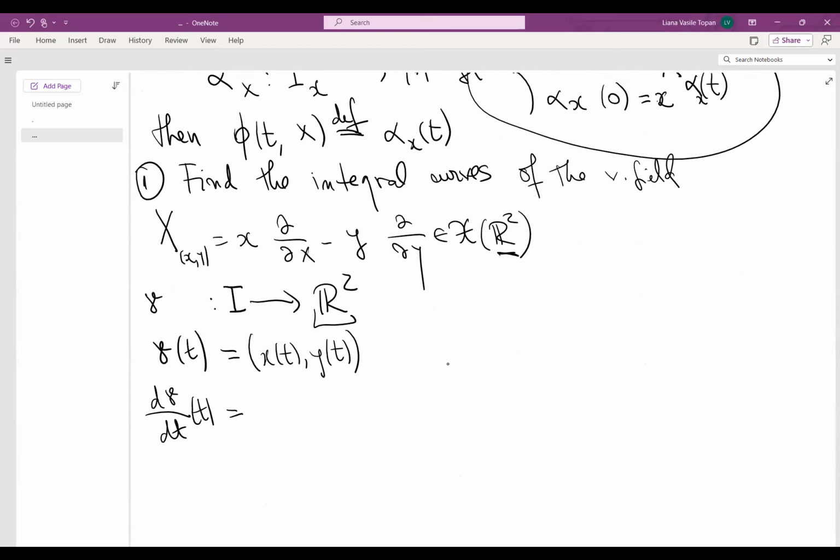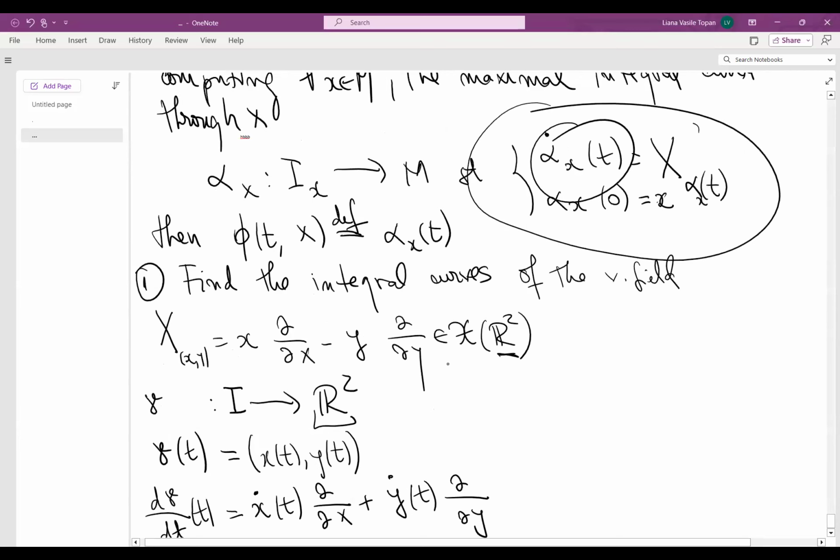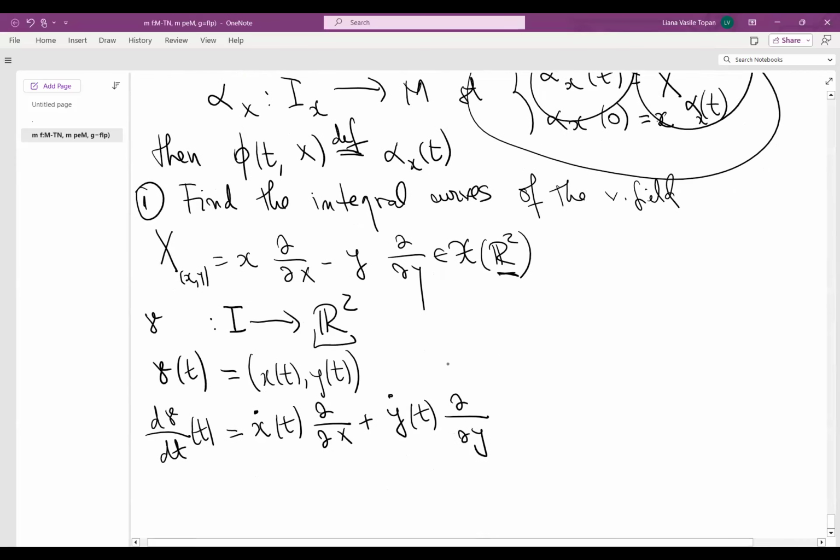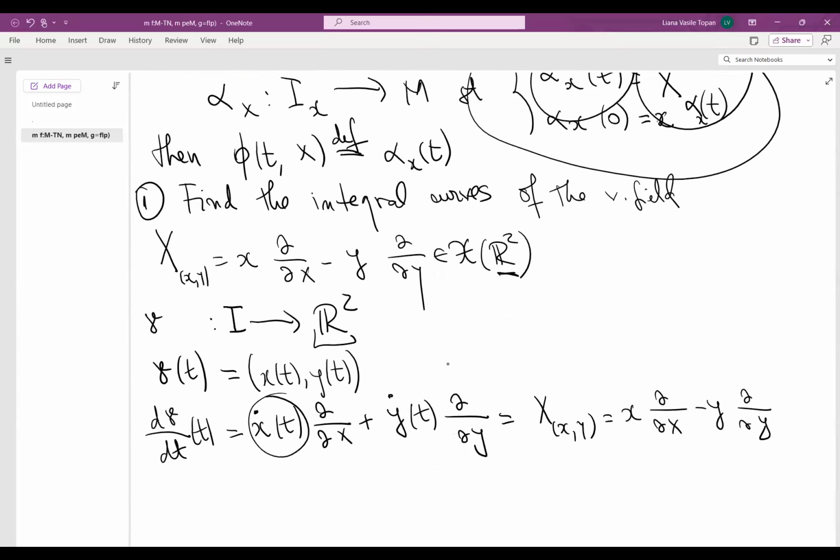Well, we'll have the first component is x dot. This is the derivative, right? Partial over partial x plus y dot partial over partial y, and this must be equal to what? This guy here is the same, it's another notation. So x at alpha of t must be the same as the vector field at x and y, which is x partial over partial x minus y partial over partial y, which means that this guy must be x and this guy must be negative y, right?